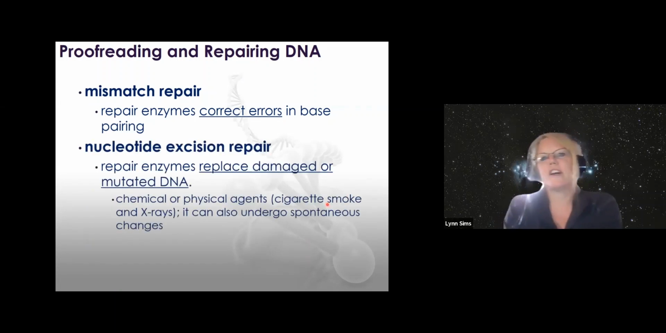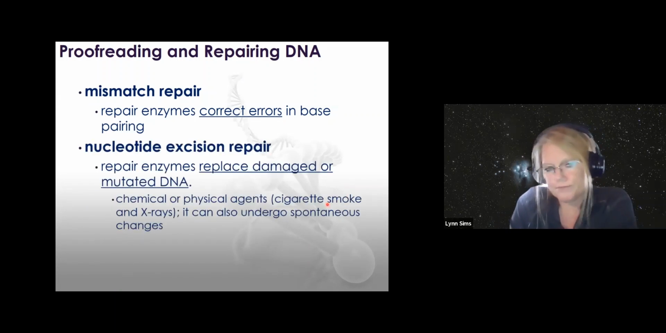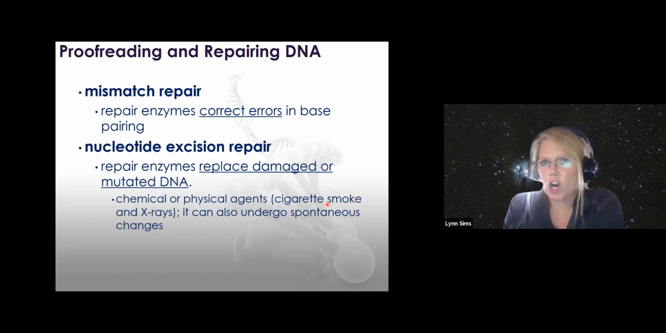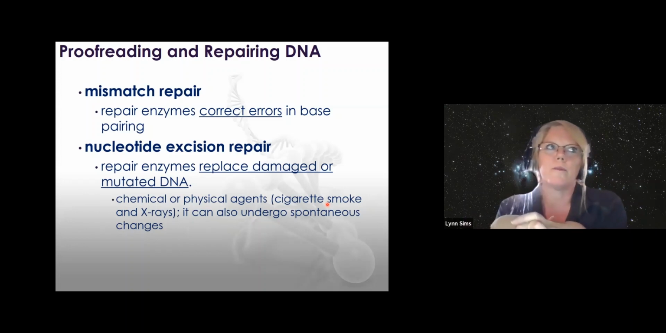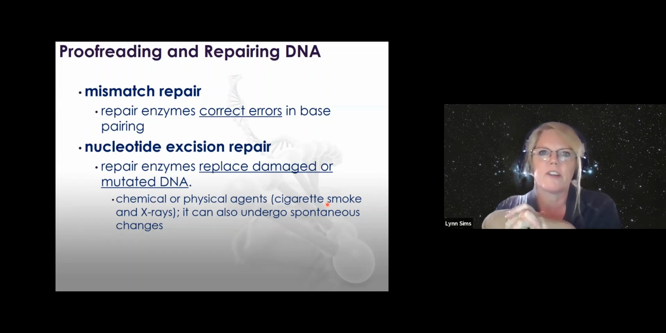And then there's the nucleotide excision repair. It's called NER, so you might see it abbreviated as NER. This is where you have repair enzymes which are going to recognize damaged or mutated DNA, right? Mutated meaning that some of it can be damaged, where it could create these thymine dimers, which I think are mentioned in your textbook. This is caused by UV radiation.